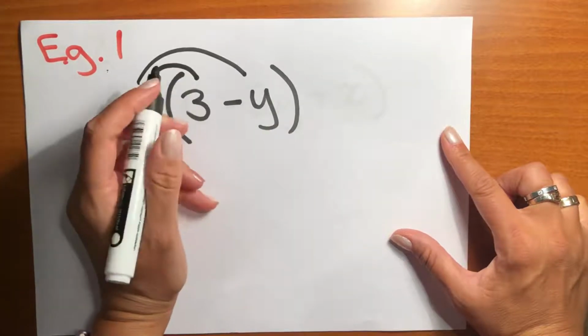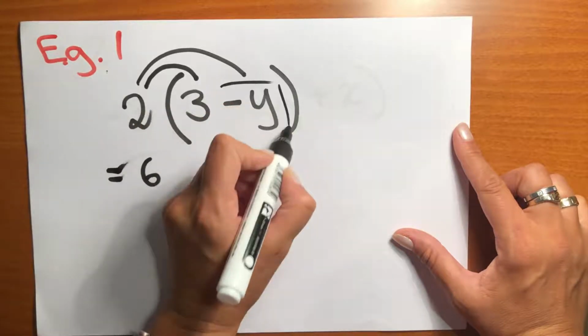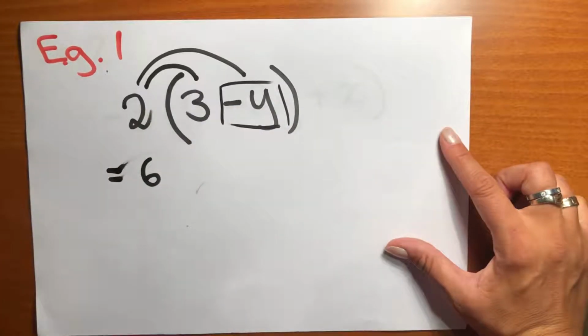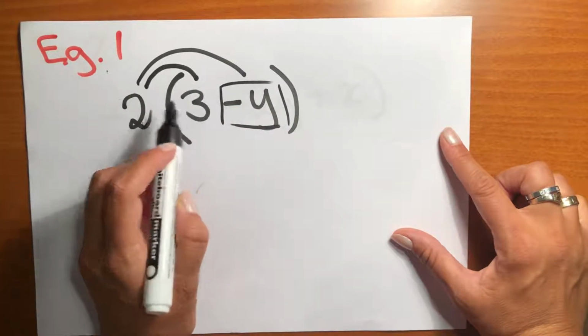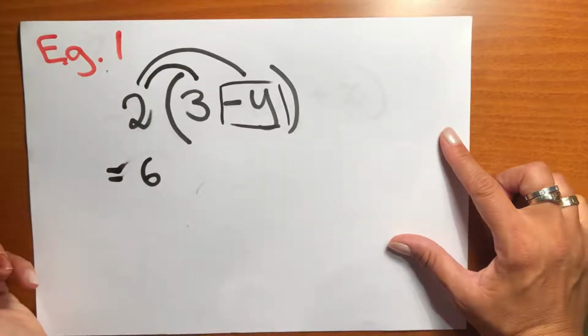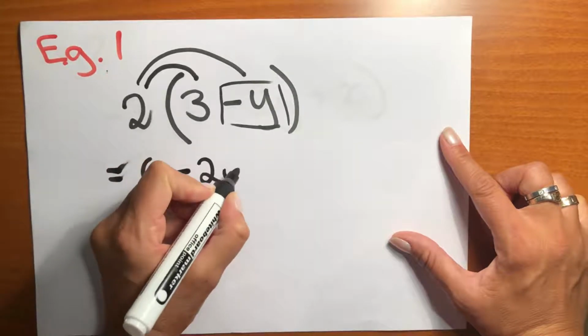So I really want you to think about that negative belongs to the y, okay? So 2 times, that's a positive 3, and 2 times negative y, so that's going to be a negative answer, negative 2y.